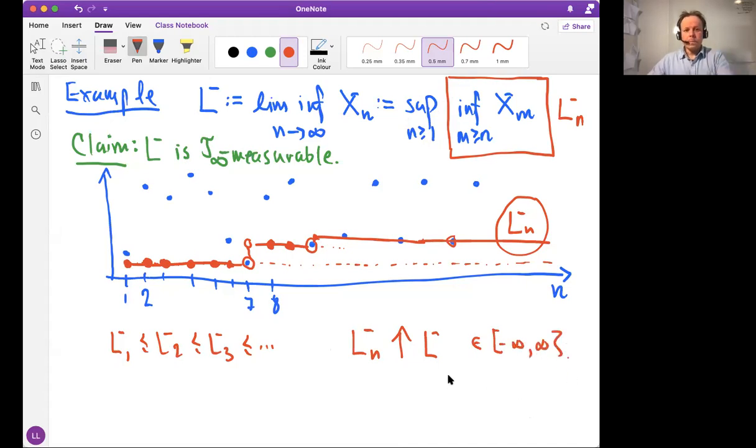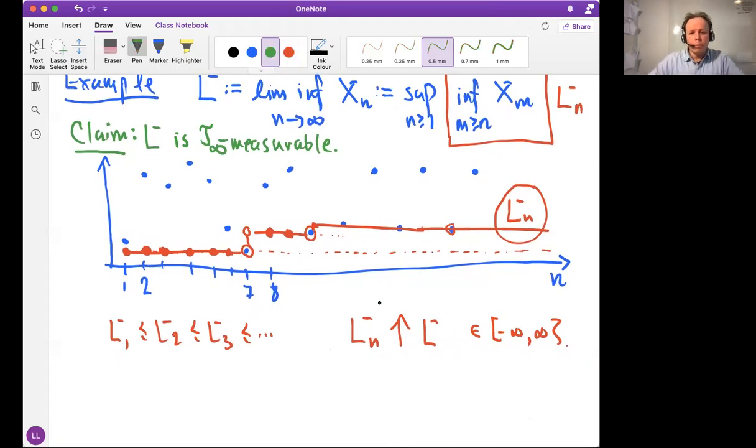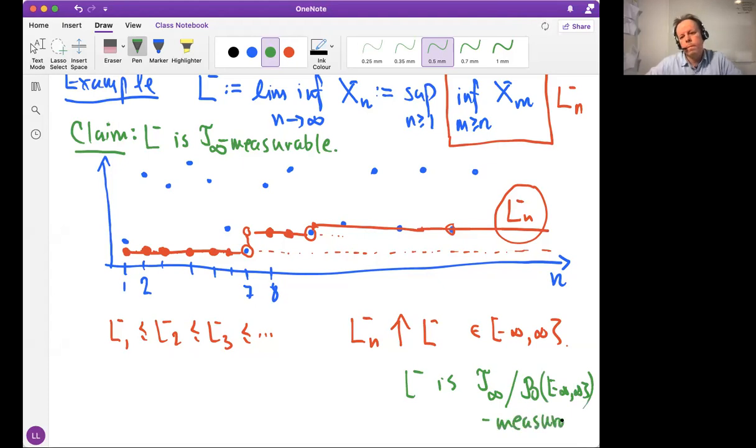And actually, what this proof is going to be is to say that L minus is measurable with respect to the tail sigma algebra, Borel extended real line measurable. That's actually what we are claiming here, to be precise, in full generality.